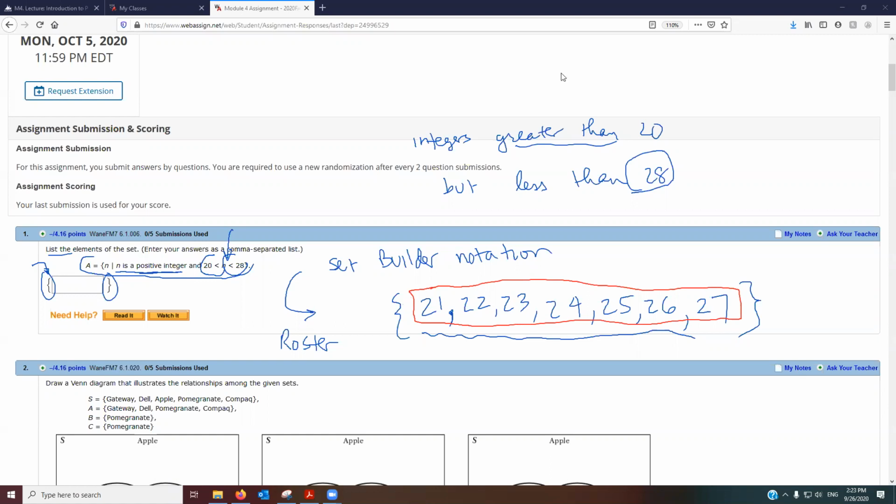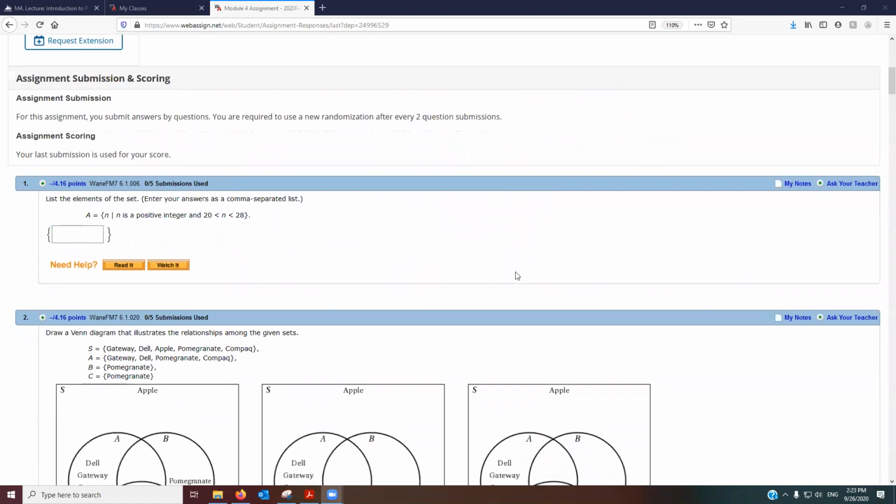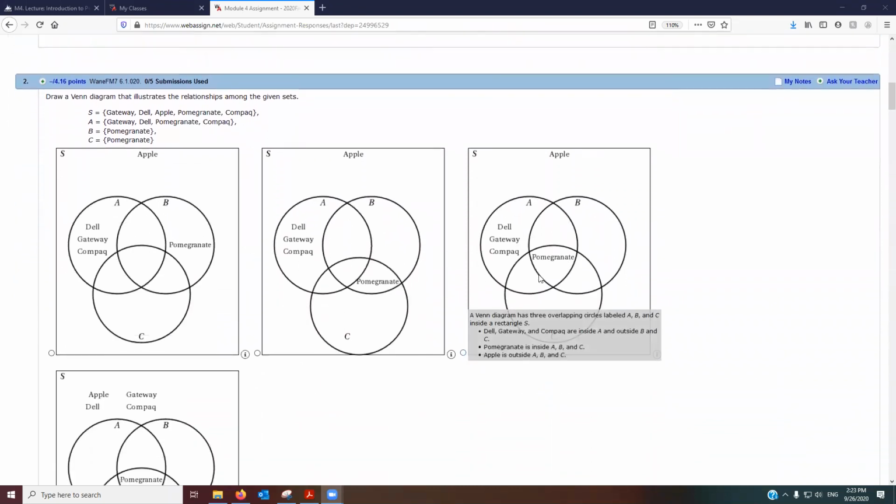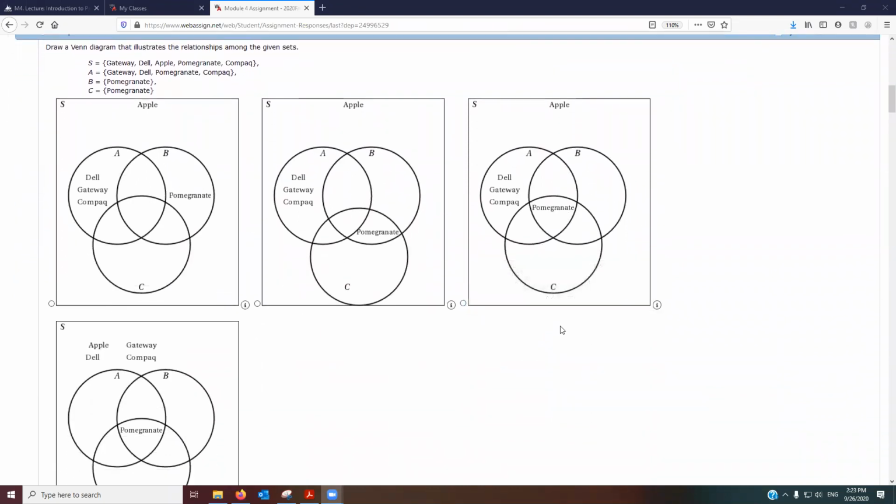All right, let's go to the next one. Problem 2 is asking you to draw a Venn diagram to represent these sets. Well, they're using S to indicate the universal set. So this set up on top here is really the universal set. Then they're showing me 3 sets A, B, and C. Well, when I have 3 sets, I can show it on a Venn diagram as 3 overlapping circles. So I got to figure out which one of these diagrams is correct.